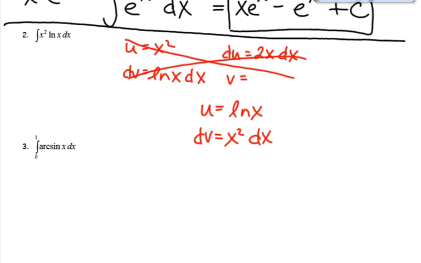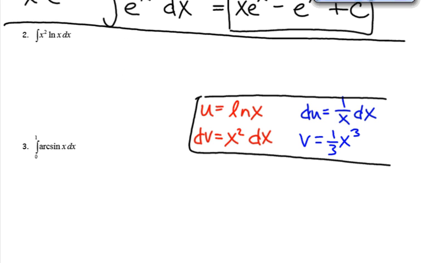Okay, so let's continue on with integration by parts there. So the du would now be 1 over x dx, and the v would be the integral of x squared, which would be 1/3 x cubed. Okay, so now as I do ultraviolet minus super voodoo, ultraviolet would be natural log of x times 1/3 x cubed, then minus super voodoo, so v du, that would be 1/3 x cubed times 1 over x.